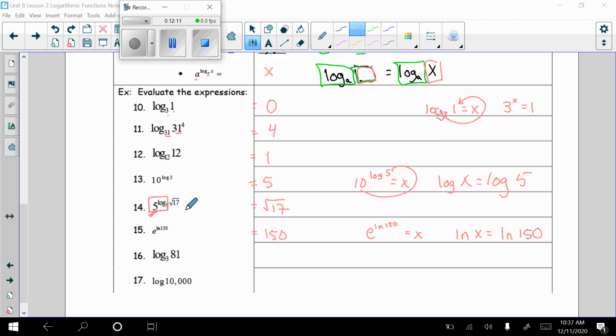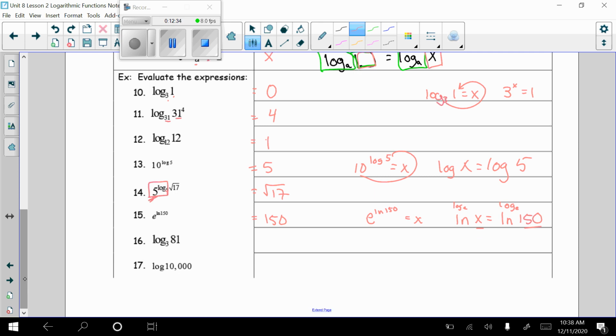Okay. That one, they don't look identical, so it's easy to forget that natural log is the same as log base e. And so the log base e of x is the same as the log base e, or the natural log of 150. So those have to match.